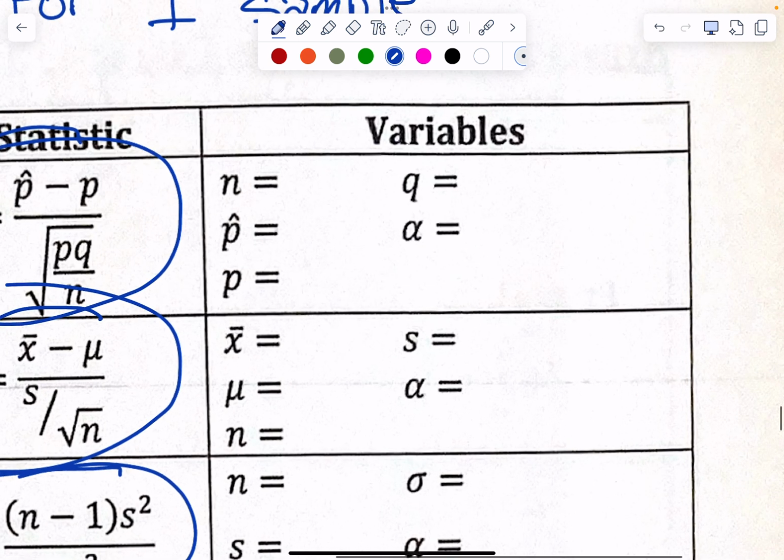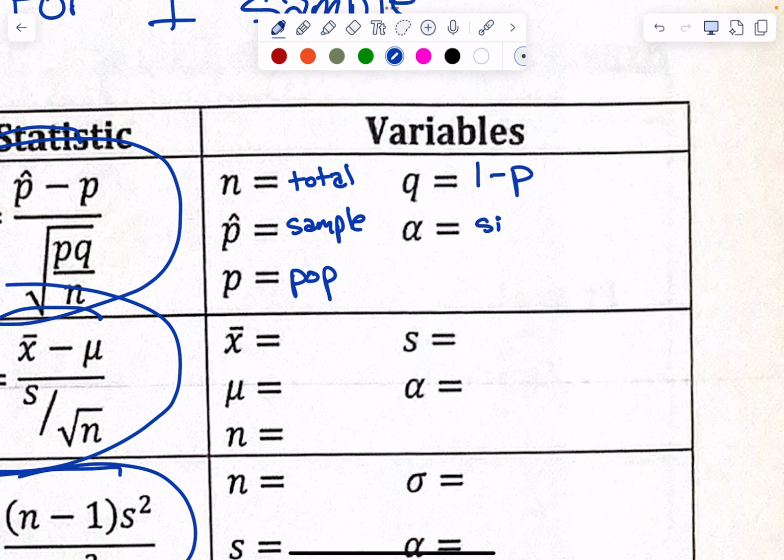Do we need to outline our variables? Like what is n? Total number, right? P hat is the sample. P is the supposed to be number, the population. Q is the 1 minus P. The alpha value is your significance level.